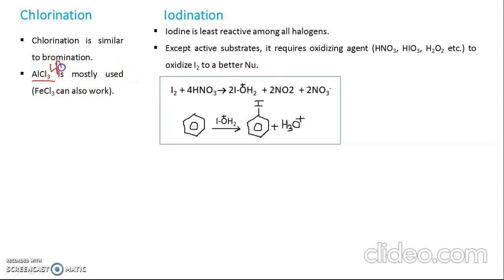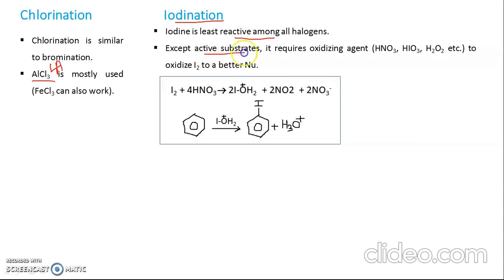FeCl3 can also work. So when it is bromine, we are using FeBr3. When it is chlorine, that is chlorination we are doing, then we have to use FeCl3 or AlCl3. That is the chlorine containing salt. What about iodination? Now if you compare all the halogens F, Cl, Br, I, as we are moving down the group, iodine is the least reactive among all the halogens.